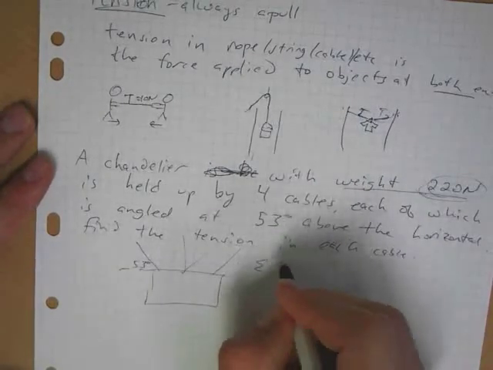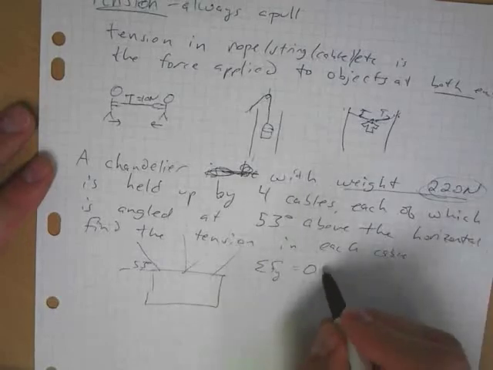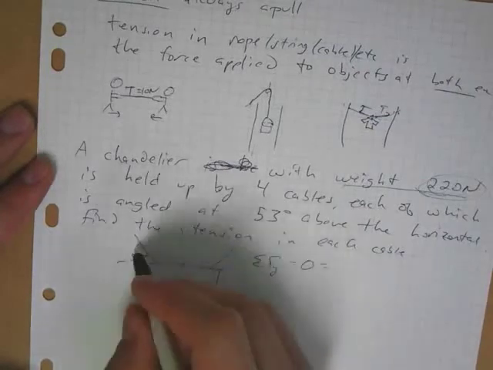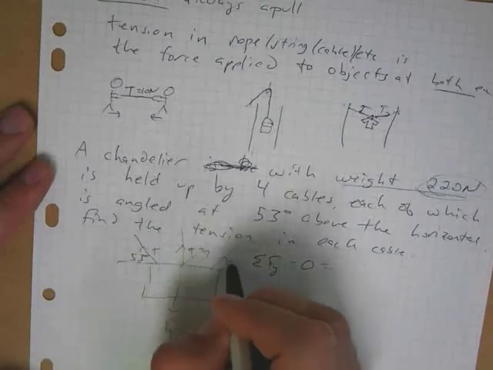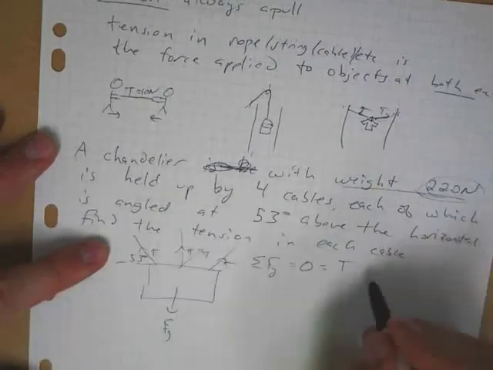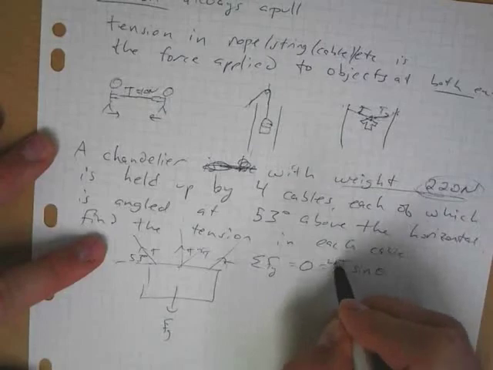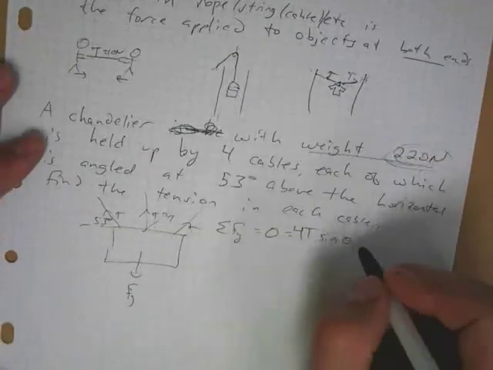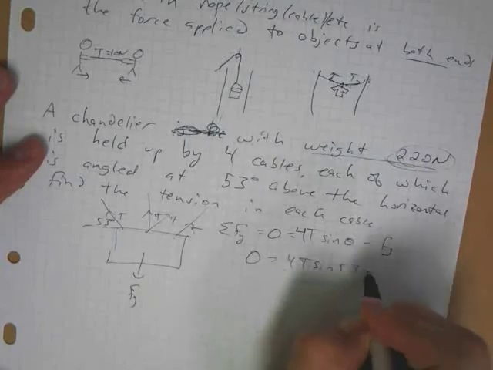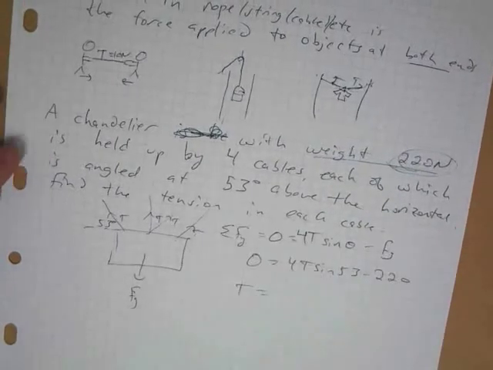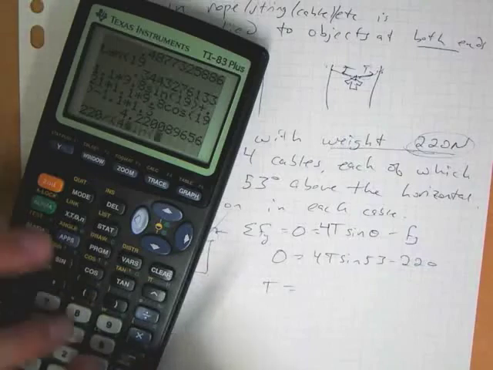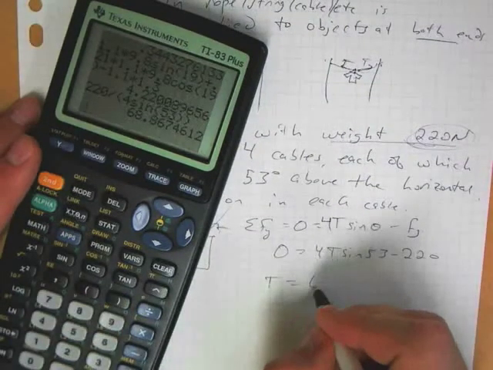In the y direction, our chandelier is hanging, so what forces do we have acting? We have gravitational force, and then we have these 4 tensions. A component of that tension is going upward, and there are 4 of them. So that's the upward force, and the downward force is just the gravitational force acting on the object. So the tension in each rope we can find by plugging in these numbers. If we stick that into our calculator, 220 over 4 sine 53, we get the tension in each rope of 68.867, etc. newtons.